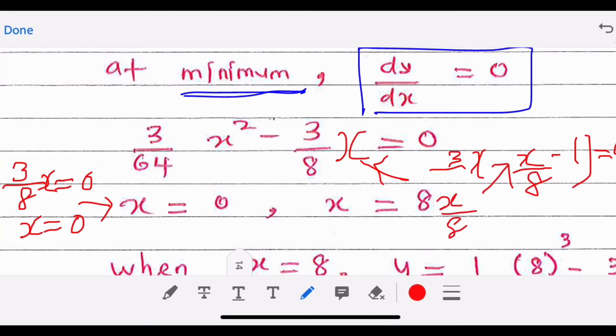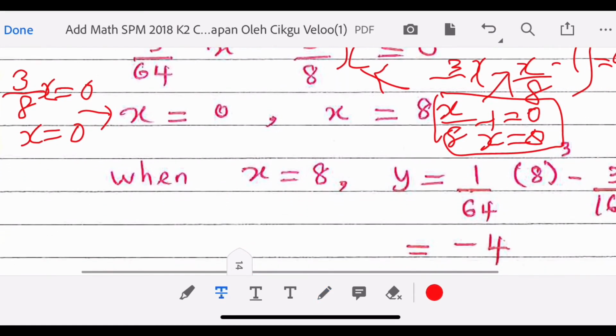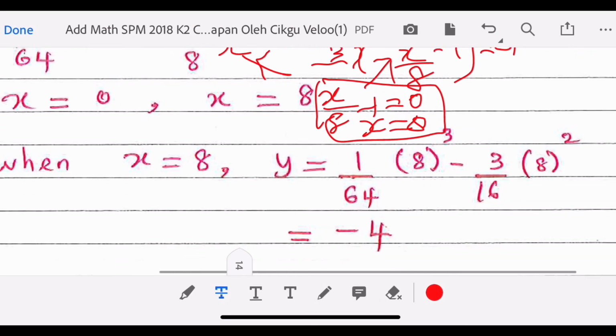One of the factors is 3/8 x. I think I don't have space, so I write at the left hand side. 3/8 x equal to 0. So x is equal to 0. So that is one of the answers.